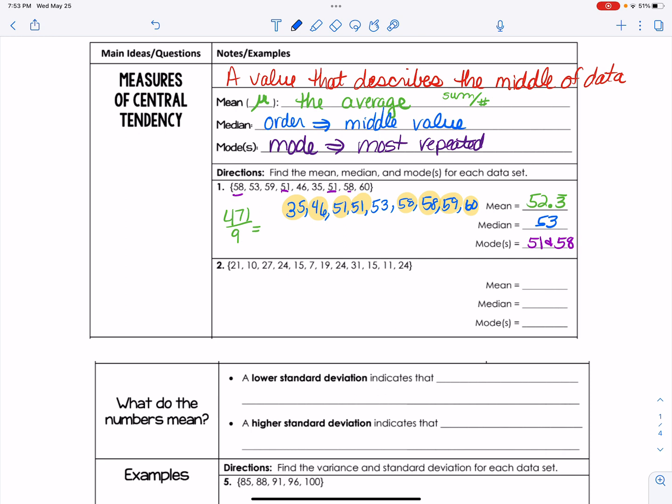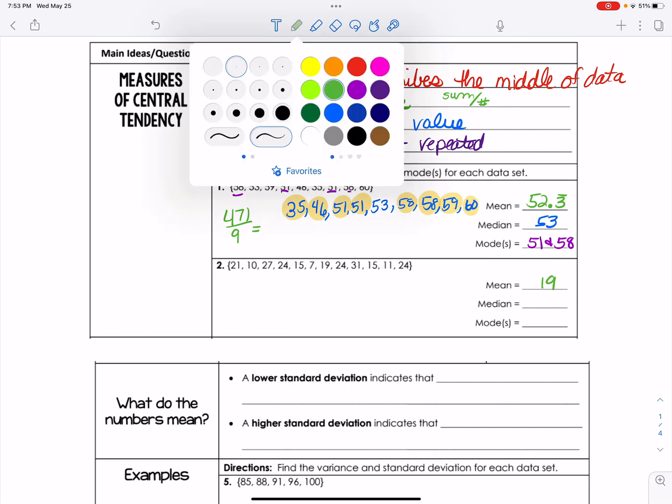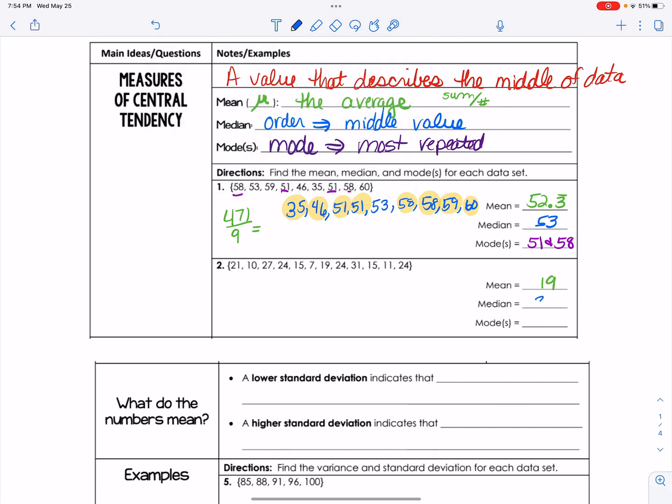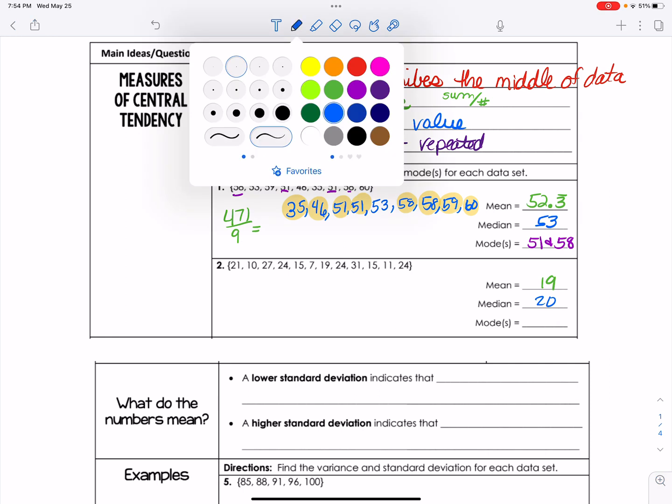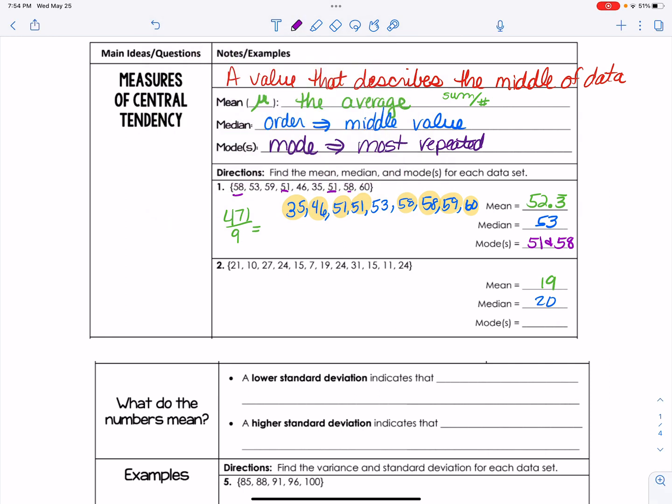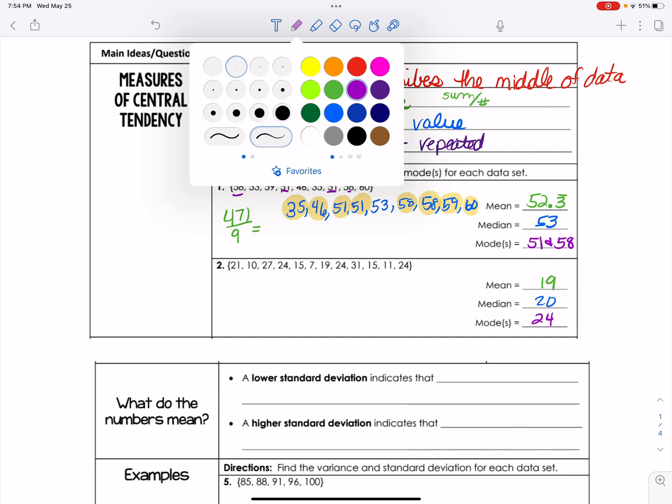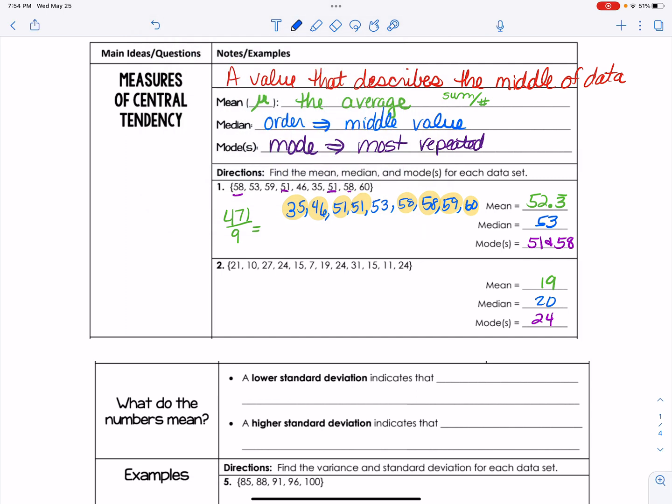Okay, the mean was 19. The median is 20, and I have a feeling we're going to need to talk about that. And then the mode, in this case, there was just 1. It was 24. So if I put these in order, I would go 7, 10, 11, 15, 15, 19, 21, 24, 24, 24, that's why it's 24, 27, and 31.